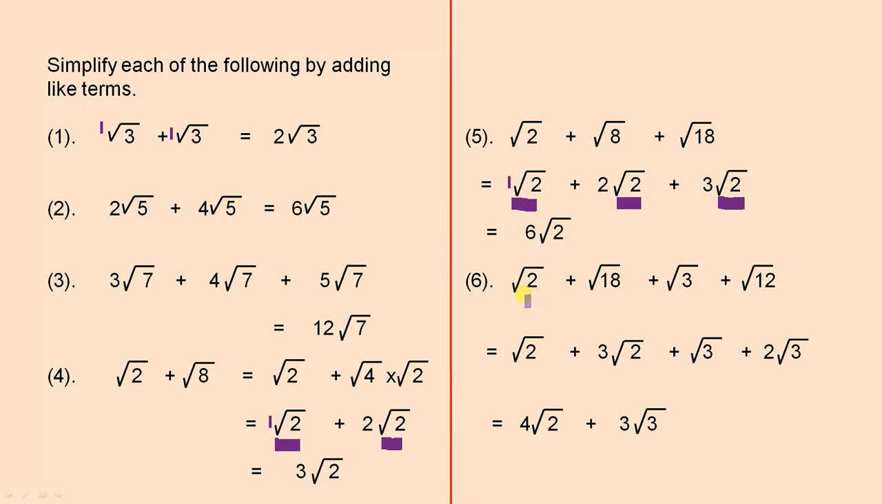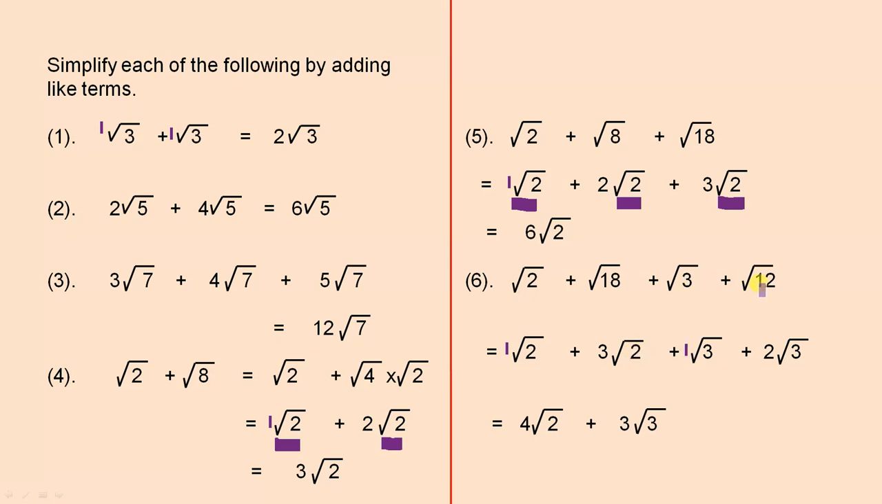Example 6. This looks very interesting, doesn't it? That gives us 1 the square root of 2. Now, over here, the square root of 18, again, is 3 the square root of 2 from here. See that? Square root of 18 is 3 the square root of 2, so we write that there. Okay. Now, the square root of 3, well, that's a 1 there.